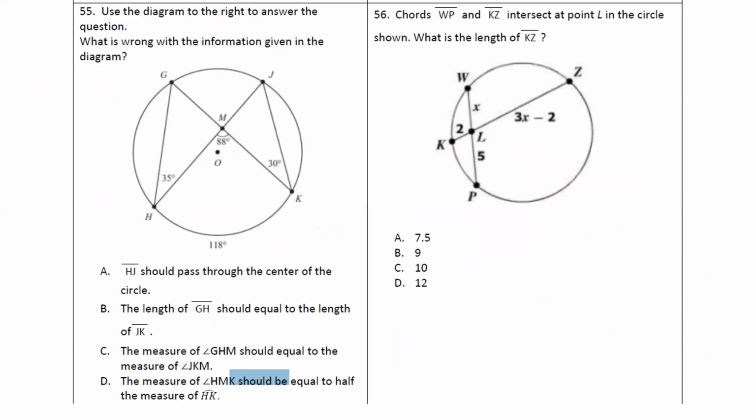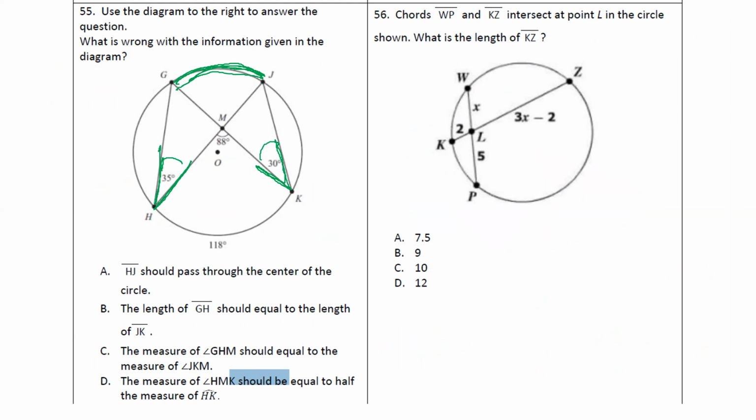All right, next on 55. All right, here we have two angles that are intercepting the same arc. Up here at the top, there's GJ. This arc is being intercepted by both angle H and angle K. So what should be true about those two angles? They should be the same. So these two angles must be congruent since they're intercepting the same arc.